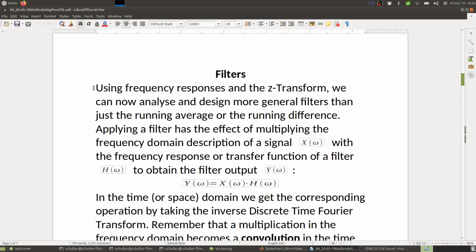Yeah, so now to filters. Using frequency responses and the Z-transform, we can now analyze and design more general filters than just the running average or the running difference, which we saw last time. Applying a filter has the effect of multiplying the frequency domain description of a signal X(omega) with the frequency response or transfer function of a filter H(omega) to obtain the filter output Y(omega).